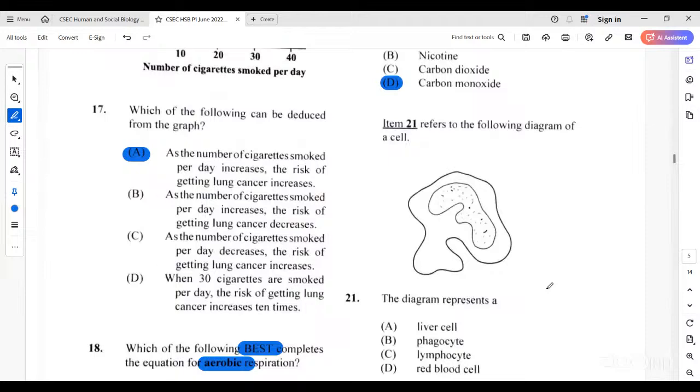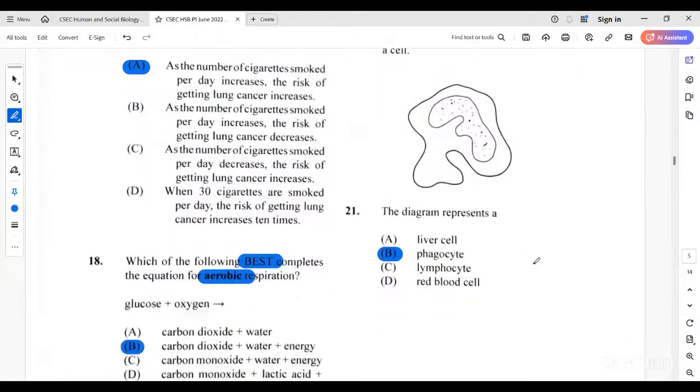Item 21, the diagram represents... anytime you see this kind of lobed nucleus, it should instantly pop into your mind that you are thinking about a white blood cell. There are two types of white blood cells your syllabus requires you to know. The lymphocyte, which is the one producing the antibodies, and the phagocyte, one very similar to this, which is responsible for eating. Phago means eating, right? So this diagram represents the phagocyte.